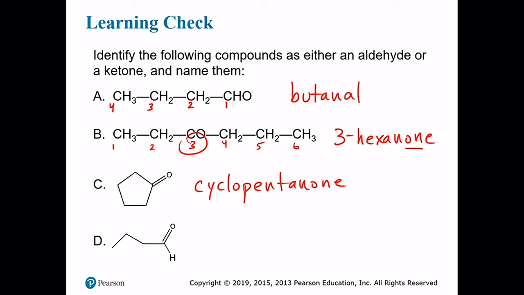In the last example, we have another aldehyde here. Hopefully you can see that this carbonyl carbon is directly bonded to an H, so it's a terminal carbon. That's what makes this an aldehyde. So that carbon would be number 1, this would be number 2, this would be number 3, and this would be number 4. And so this would be an alternate way of drawing butanal, which we saw in A.